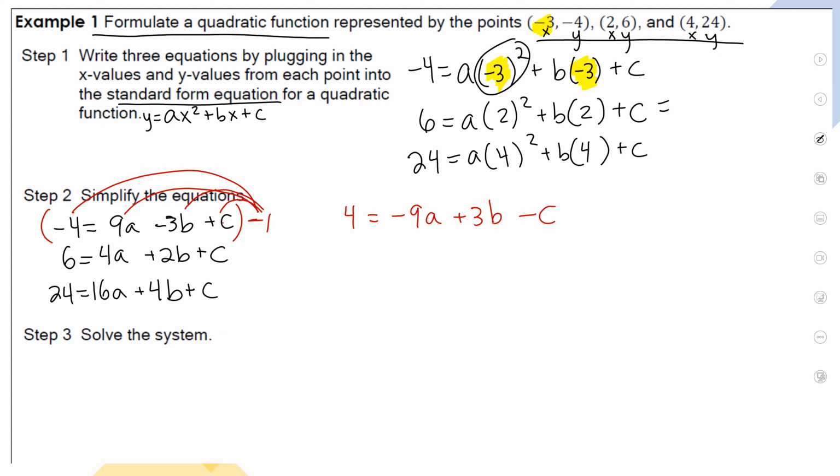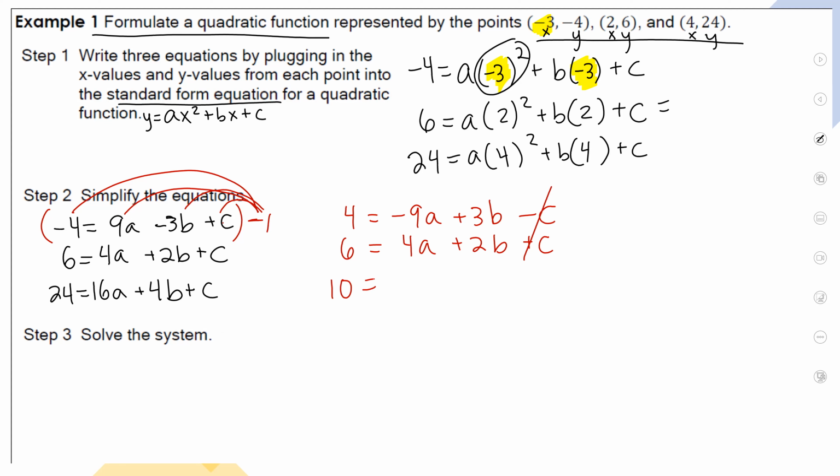Everyone have that first line? Okay. And then I'm just going to copy down the second line. We're not going to change anything. It's perfect. 6 equals 4a plus 2b plus c. Okay, you guys see how the c's will cancel? I have a -c and a positive c. So that worked out nicely. And I'm going to add these 2 equations together. So 6 plus 4 is 10.